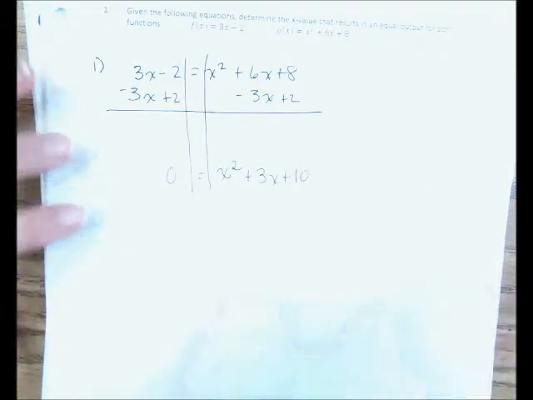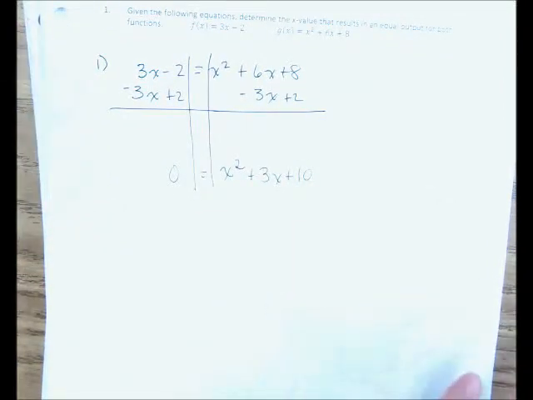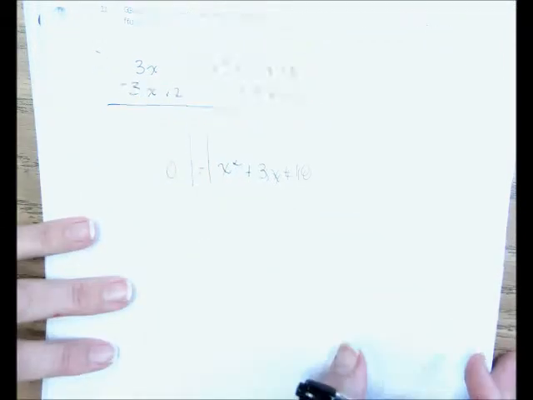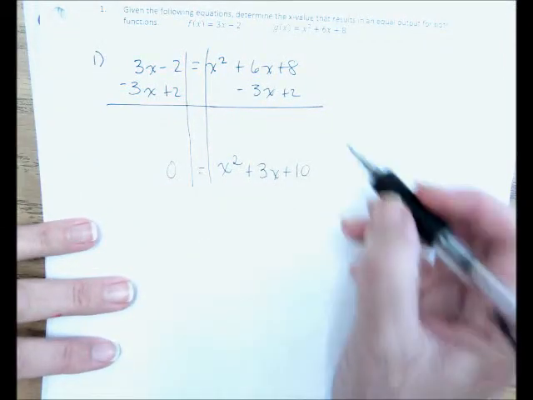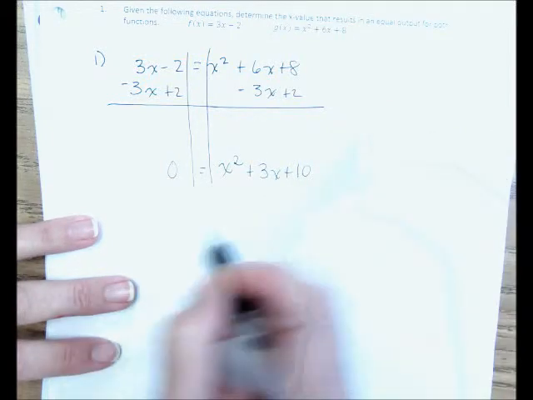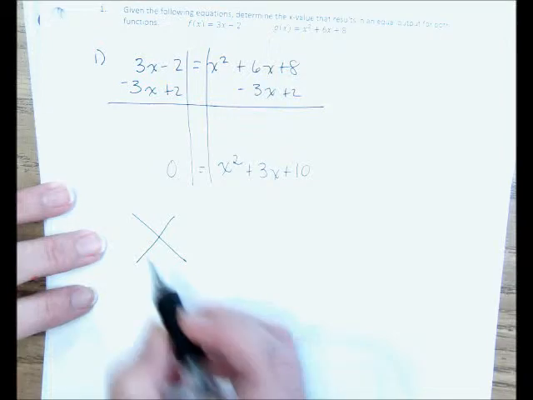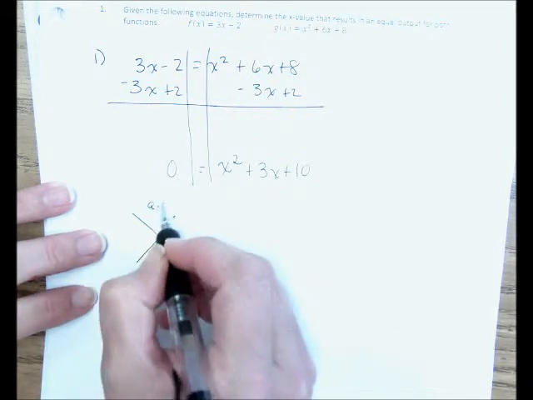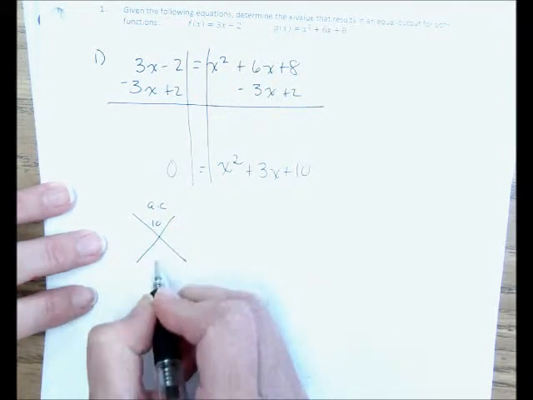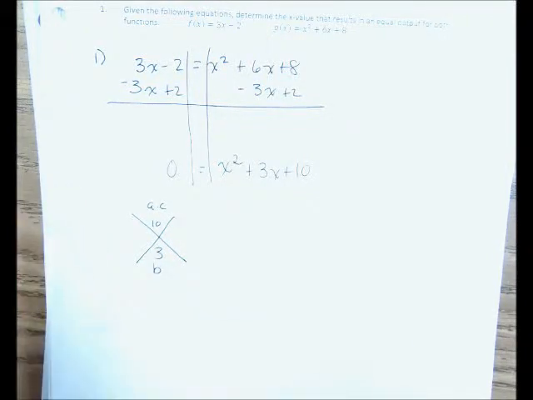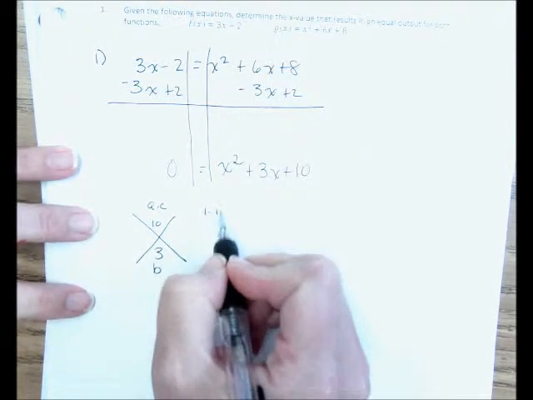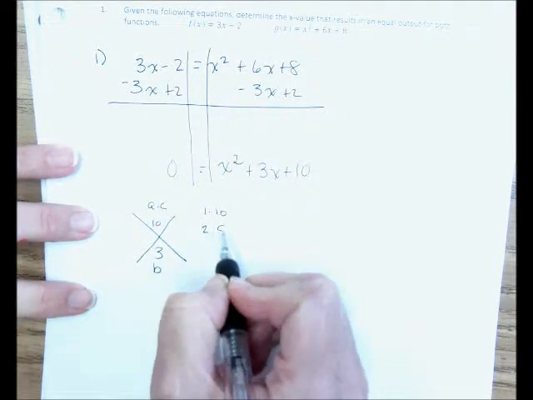So at this point, I have a quadratic equation, and so I can either solve it by using maybe the x factor, which is the easiest way, or by using the quadratic formula. So let's try the x factor first because it's easiest. And I have the x factor here. I have a times c is going to be 10, and then b is going to be 3. And my factors of 10 are 1 times 10 and 2 times 5.